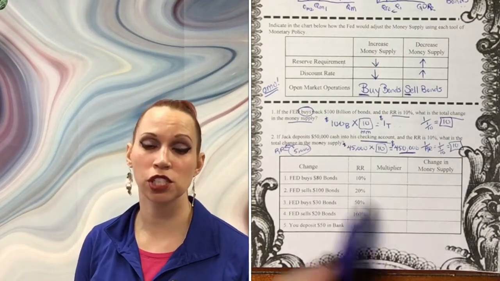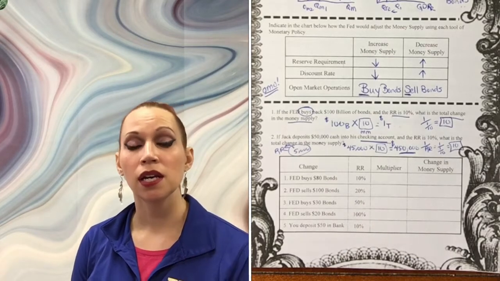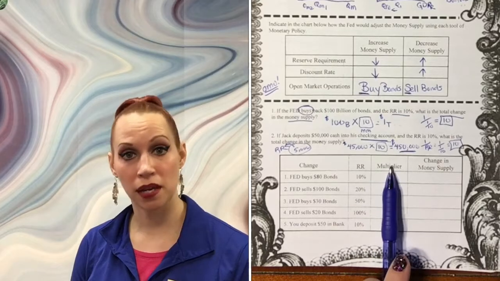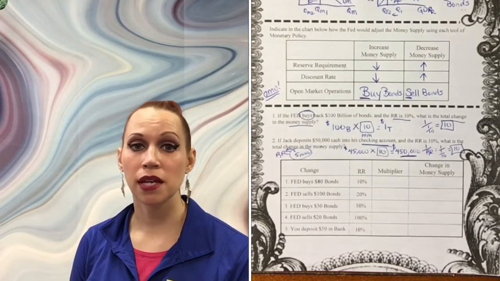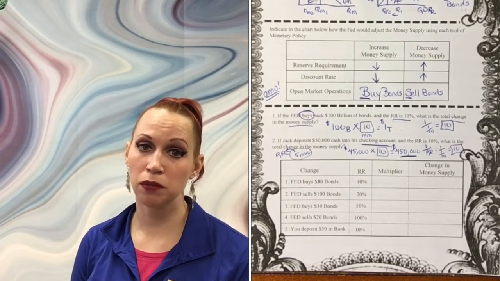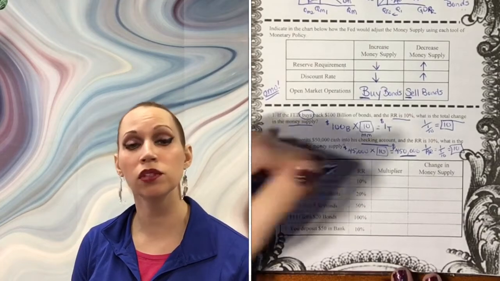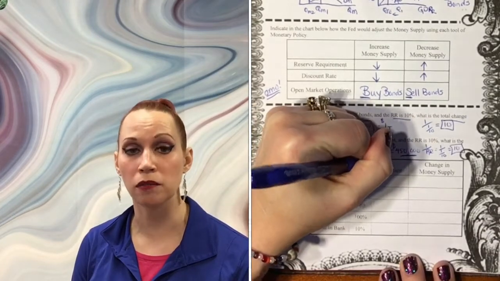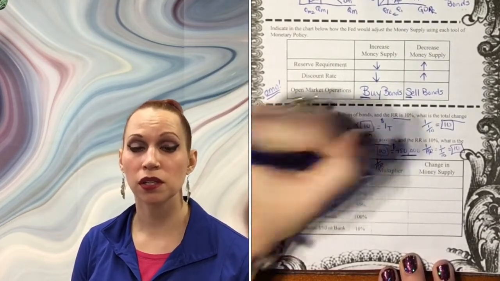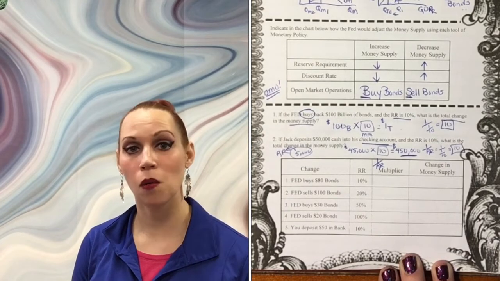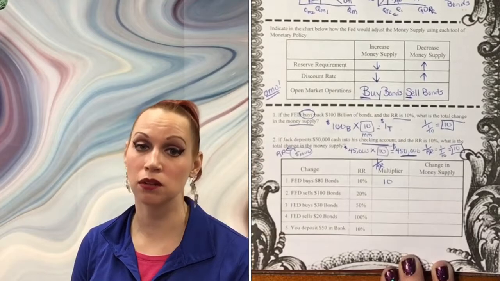Finally, I have a little chart just for you to practice this a little bit more. I'm going to go through and talk about the multiplier in the third column. Now, remember that when you're trying to find the money multiplier, you're going to do 1 over the reserve ratio or the reserve requirement. And so the first one, the reserve requirement is 10%. 1 over 0.1 or 1 over 1/10, your multiplier is going to be 10 on that first one.